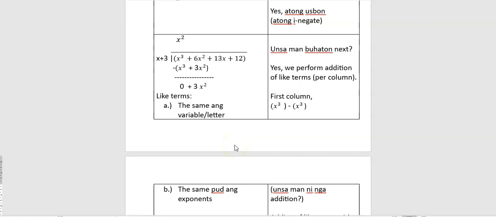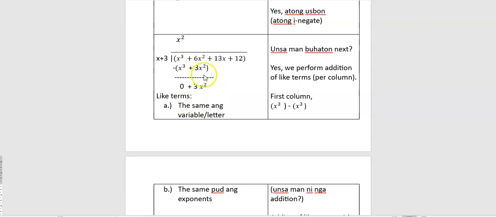Unsaon na pagkahibaw kung like terms? So, ang like terms, guys, tanaw na nimo ang variable factor. I-inspect na to kung ang variable factor na abay the same variable or letter and then the same pod ang exponent. So, check the first column. Yes, so the same ang variable or letter, x. And then, the same pod ang exponents. Parehas sila nga exponent 3. Now, check the second column. Ayaw lang kalibog kung ang number factor dili pareha. Ari ra ta magtan-aw sa variable factor para mahibaw-an kung like terms.